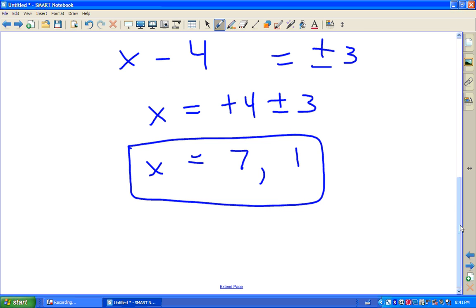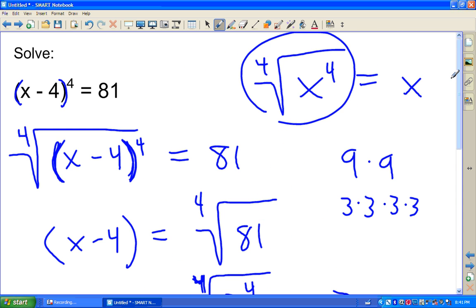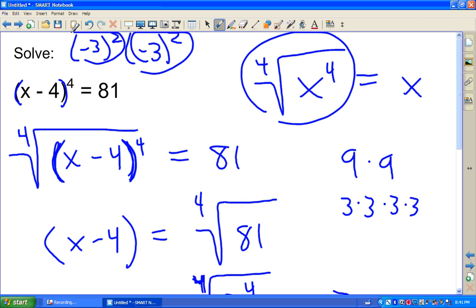Is that confusing? Let's check it. Let's plug in a 7. 7 minus 4 is 3. 3 to the 4th is 81. Yeah, it works. What about 1 minus 4? Oh, that's a minus 3. Minus 3 to the 4th. Punch it in your calculator if you want. Minus 3 squared is 9. And if I have minus 3 squared times minus 3 squared, that's 9 times 9, which is 81.